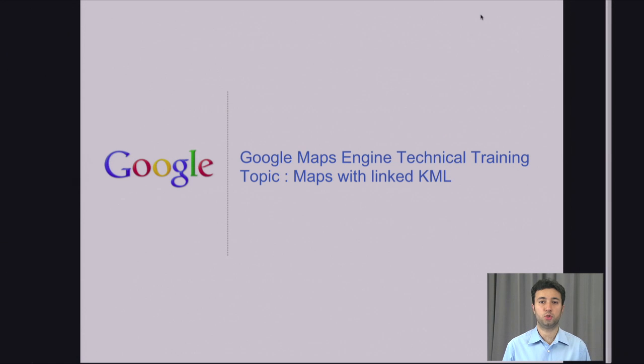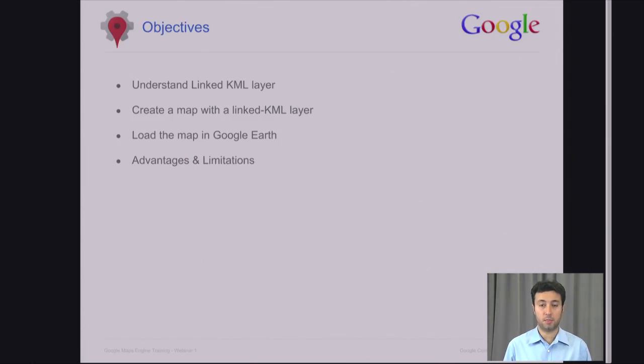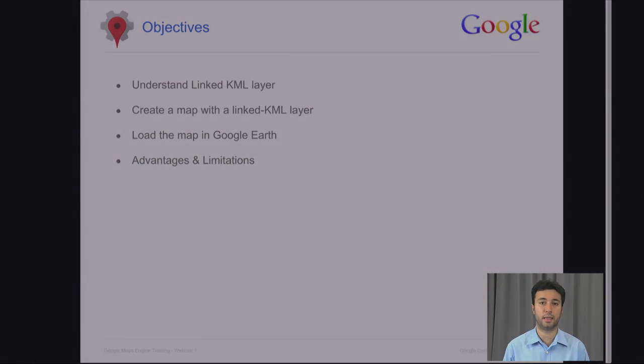In this module, we'll talk about creating maps with Linked KML layers. In particular, we'll define what the Linked KML layer is, and we'll walk you through the steps of how to create a map with a Linked KML layer within Maps engine. Next, we'll publish and load this map in Google Earth so that you can see how this layer and its data will appear within the client. And finally, end off by discussing the advantages and limitations when working with Linked KML layers.